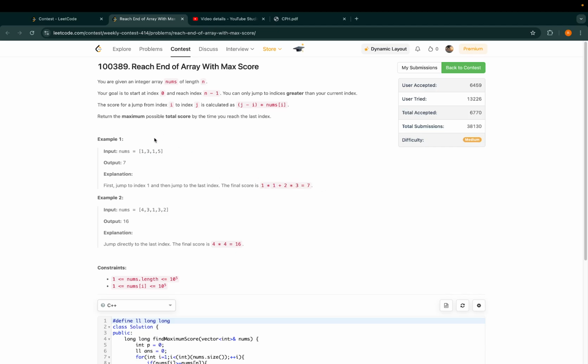They are claiming that this is the maximum possible total score, and we just need to print the maximum score. For example, for this case it's 16. You directly make a jump from 0 to here. The constraints are 10 to the power 5, so big constraints.